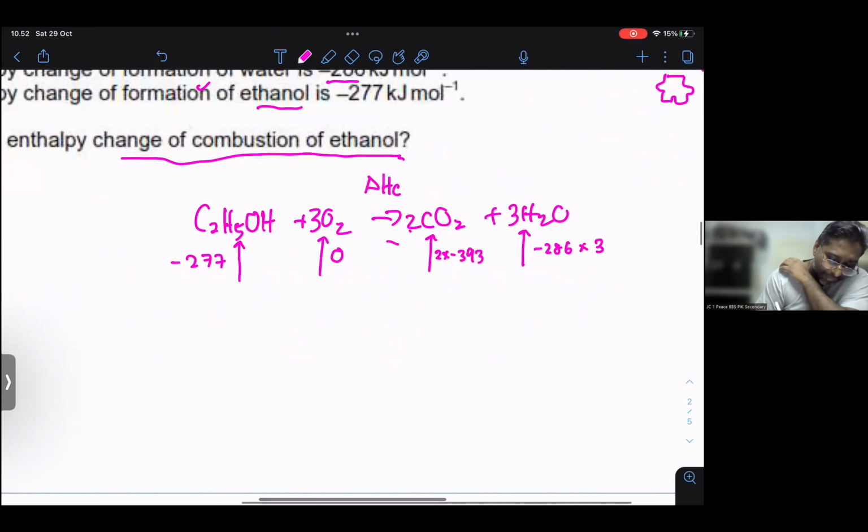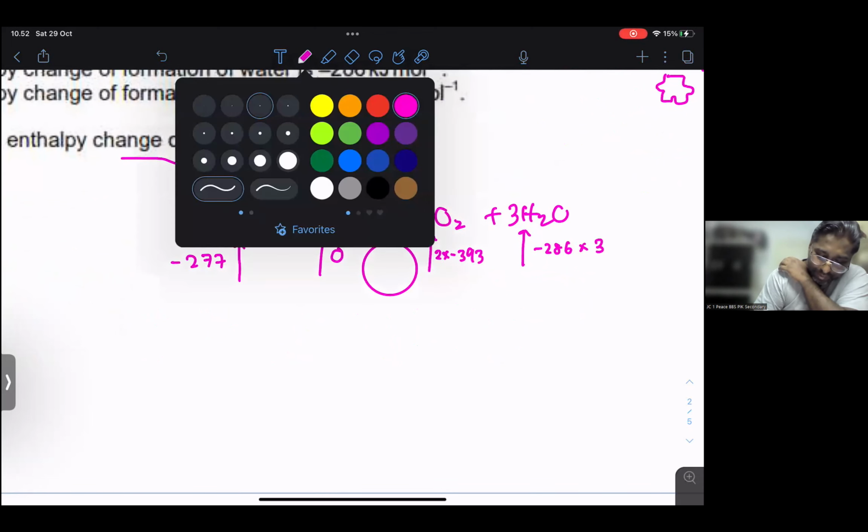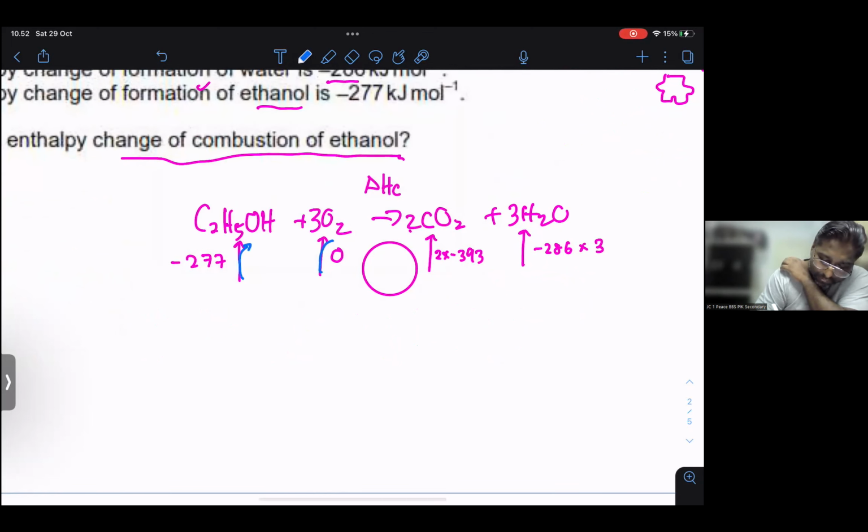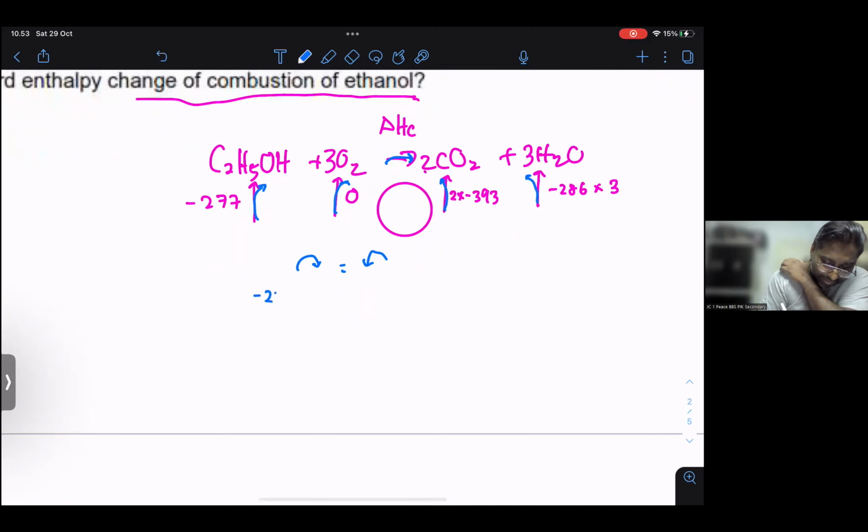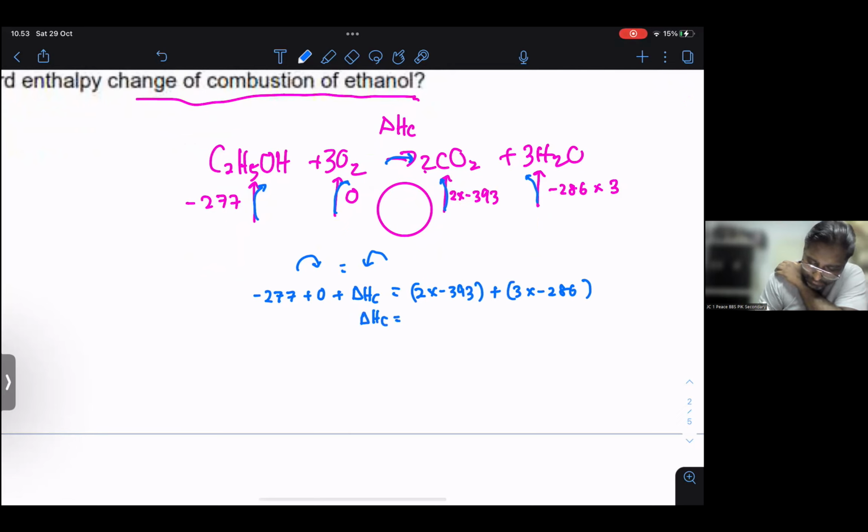And now I use that, which is going to draw a circle over there. Going to change everything slightly. Follow the circle. So I know that clockwise equals anti-clockwise. So I just need to put negative 277 plus 0 plus, this is clockwise also. The enthalpy change of combustion equals 2 times negative 393, plus 3 times negative 286. And you find the enthalpy change of combustion.